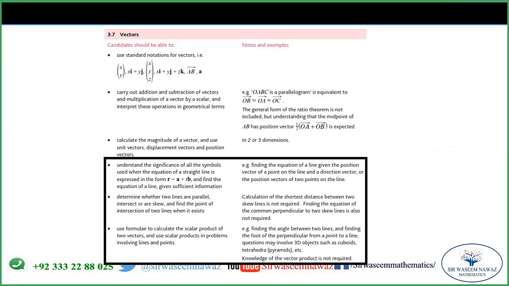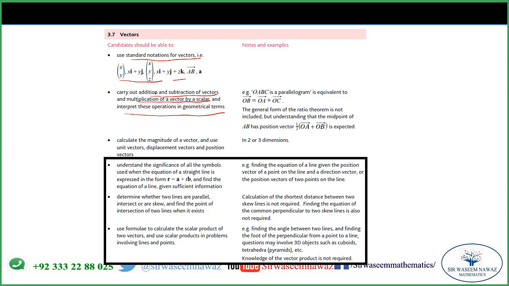Okay, and now you can see what our syllabus is. Our first part was to use standard notations, and you have done it in your AS, so no need to go over it, we have used all these things. Carry out addition and subtraction of vectors, you know very well. Multiplication of a vector by a scalar: interpret this operation in geometrical terms. When we multiply a vector by a scalar, they are parallel vectors.